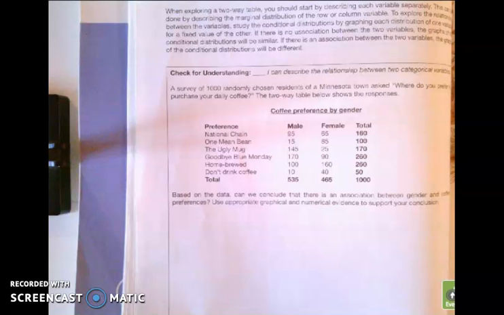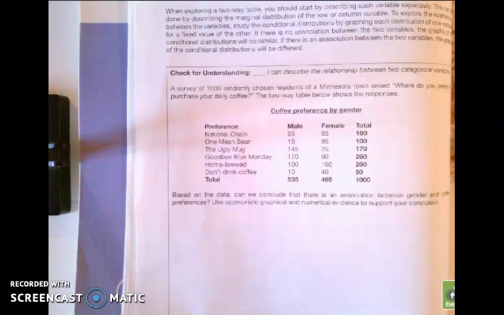If I was going to compare two distributions, the male and the female, I might do side-by-side bar graphs to say, oh, what percentage like national chain, what percentage like One Mean Bean, and you could do side-by-side bar graphs. You also can do those segmented or, what they call, mosaic bar graphs. That's where you stack their totals on top of each other.